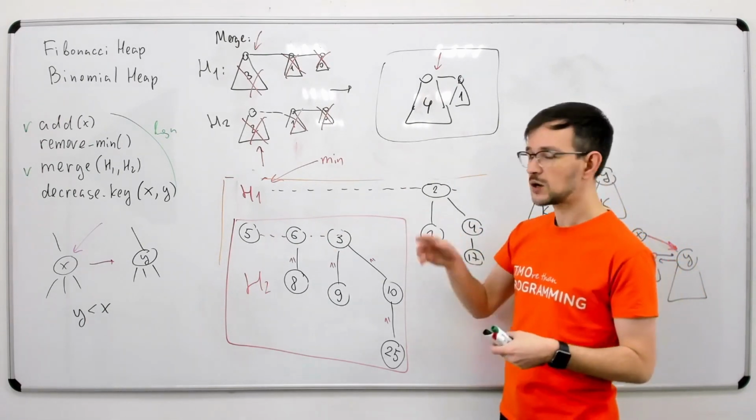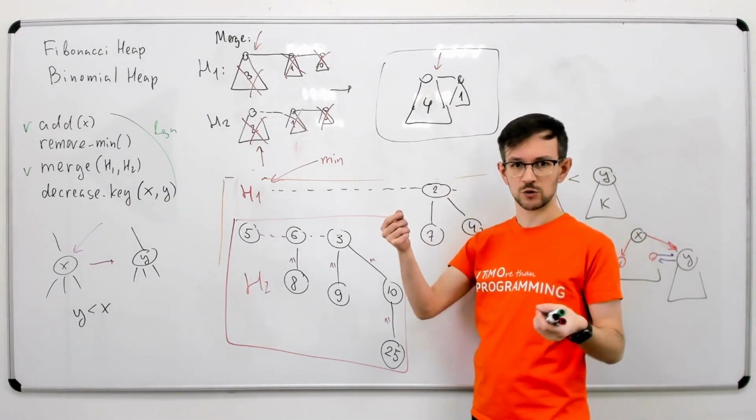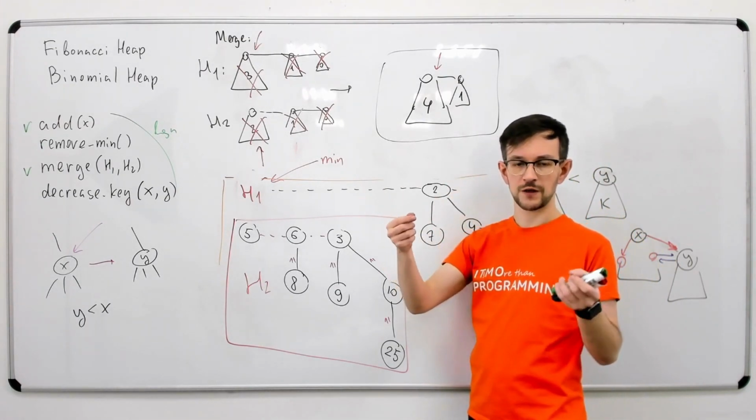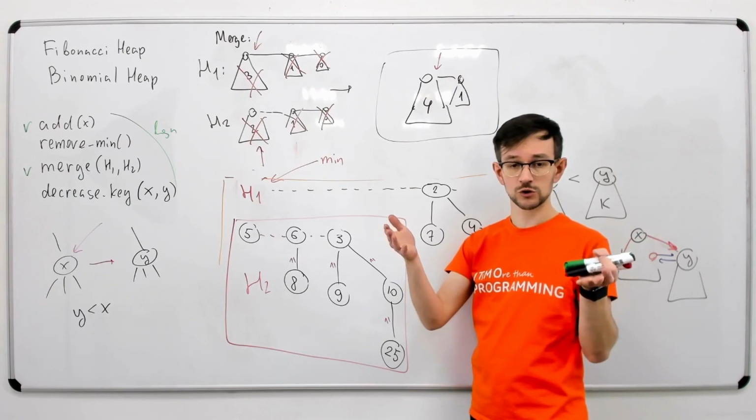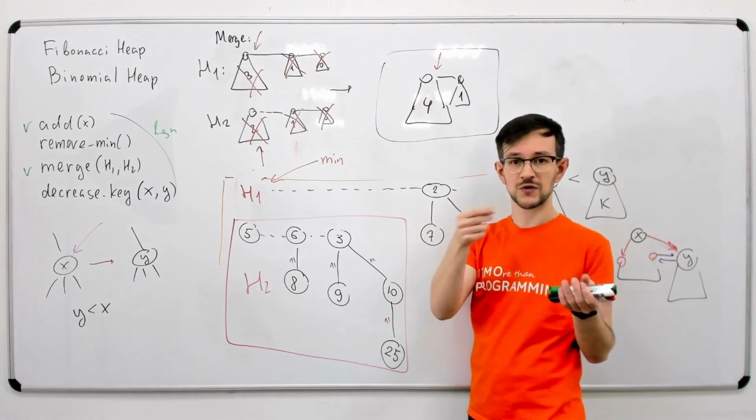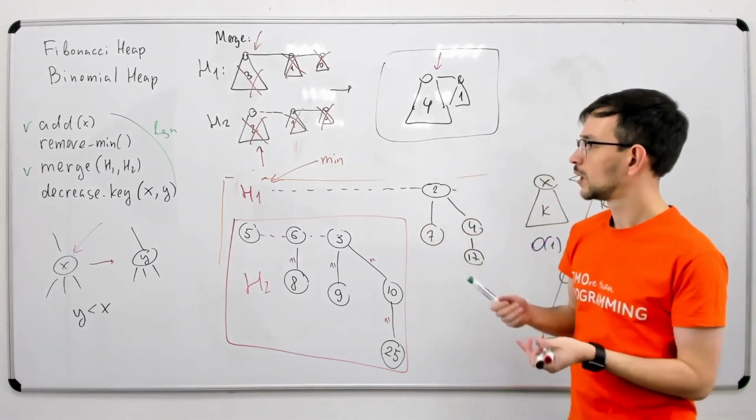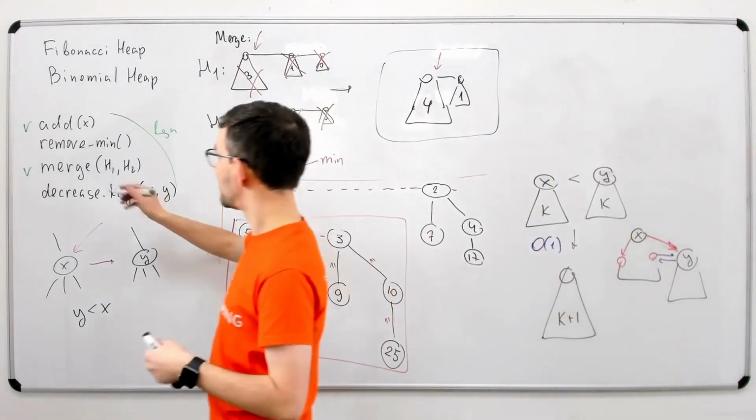This can be done just, the minimal element is the root of some tree. So you just iterate over all roots. There are at most a logarithmic number of roots. So you just iterate over all logarithm roots and find the new minimal element. That's how you remove the minimum.